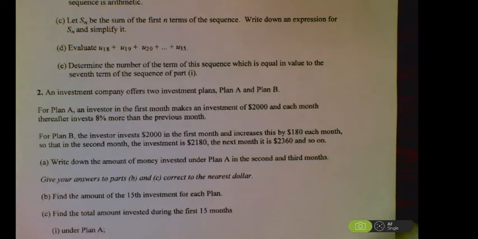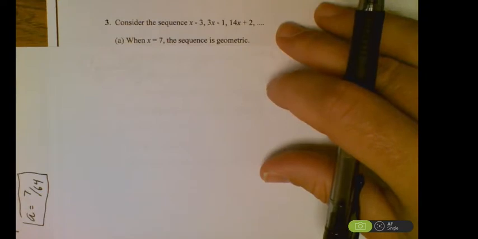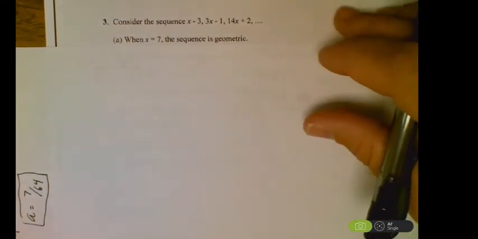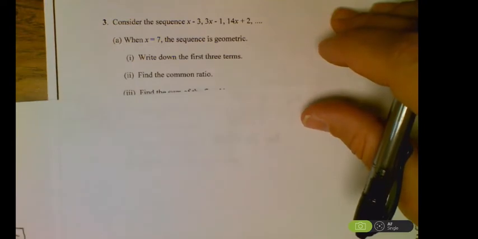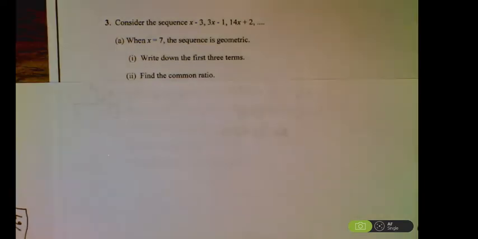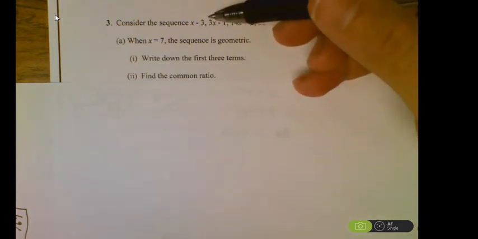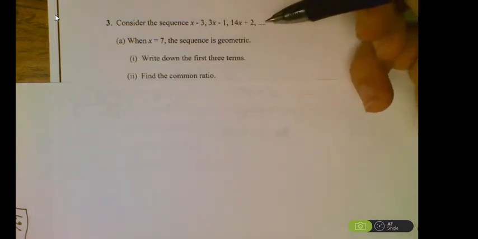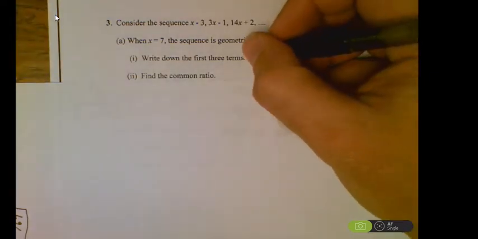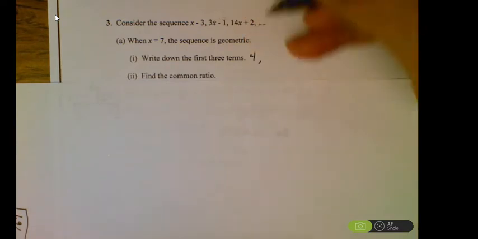All right, we're going to move on to question number 3. To wrap it up here, now they're giving us a sequence. On this one, they're not telling us the specific terms, they're just giving us expressions for each term. So for the first part, they're telling us that when x is 7, the sequence is geometric. So figure out the first 3 terms. If I start plugging in a 7, I can get the first 3 terms. So 7 minus 3. If I plug in a 7 right there, 21 minus 1.